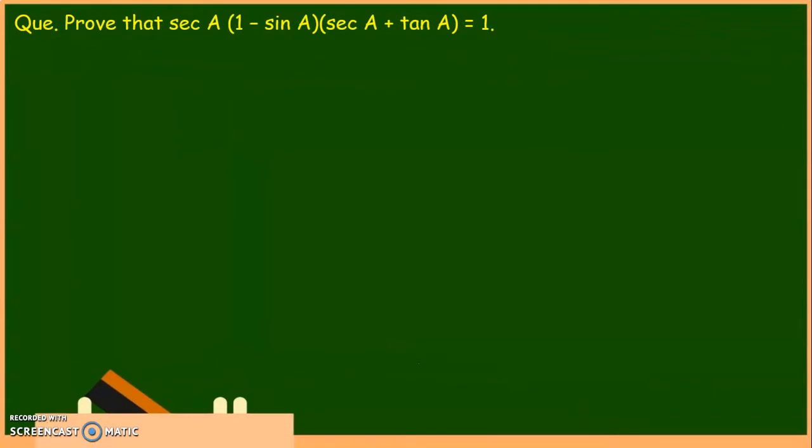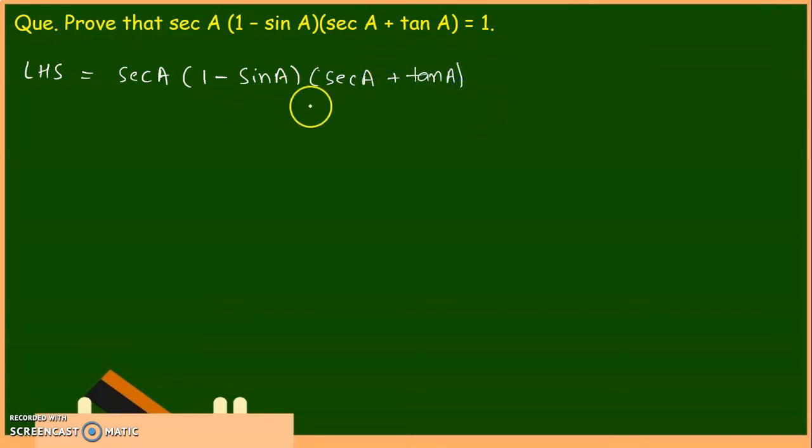See the first question. Prove that sec A multiplied by 1 minus sine A multiplied by sec A plus tan A is equal to 1. So here let's start with the left hand side. Left hand side is given: sec A multiplied by 1 minus sine A multiplied by sec A plus tan A. And we have to prove that this equation is equal to 1.